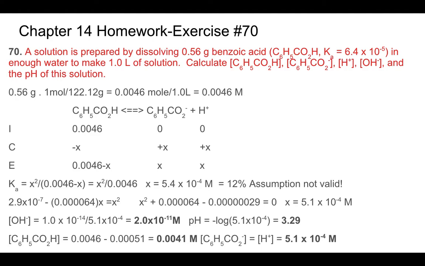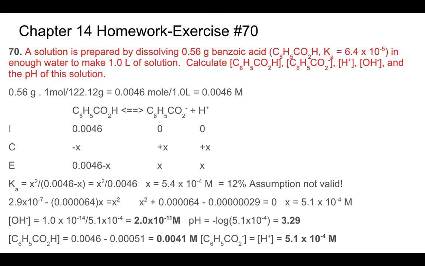So here's my attempt to remember high school algebra. I ended up with the equation when I multiplied everything out and did all my distributing and everything. x squared plus 0.000064 minus 0.00000029 equals 0. Plugging that into negative b plus or minus square root of b squared minus 4ac, I got 5.1 times 10 to the minus 4. So that is x, and that is my H+.